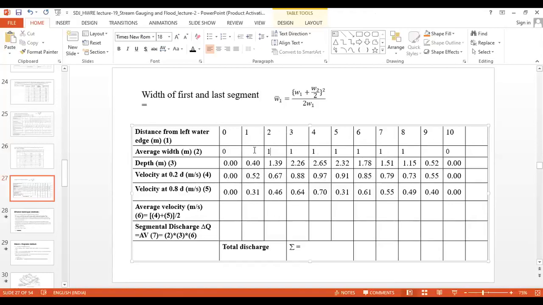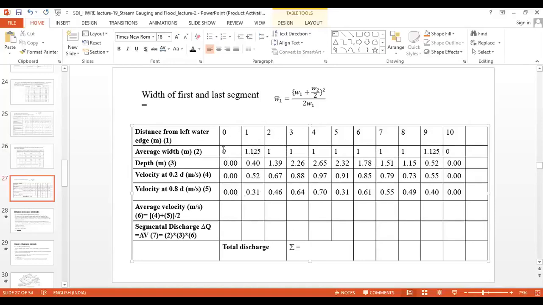Now you have to find out the width of the first segment and the last segment by using this relation, that is (W1 plus W2) by 2. W1 is 1, 0 to 1 is 1, plus W2, 1 to 2, that is 1 meter, that is 0.5, that is 1.5 bracket square upon 2 into width of first, that is 1, that is 2, that is 1.125. So first and last segment width will be 1.125 and all others will have width as 1 meter.